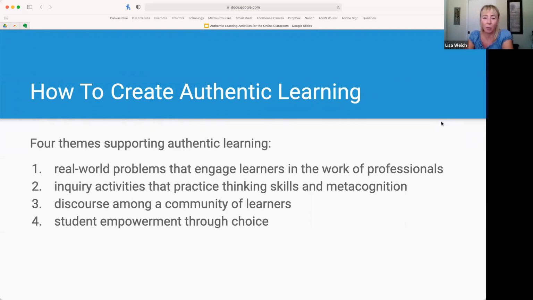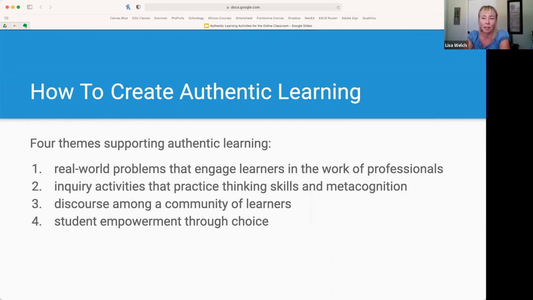So we talked about what authentic learning is. It's a real world application of what we would like our students to know. And we've talked about why it's important, which is that it helps promote engagement. It really helps with learning, helps the students make the connections between what they're doing just sitting in a classroom and how it's going to be important for them.